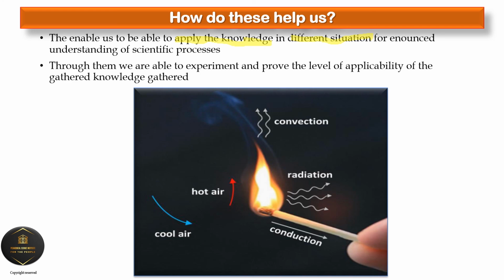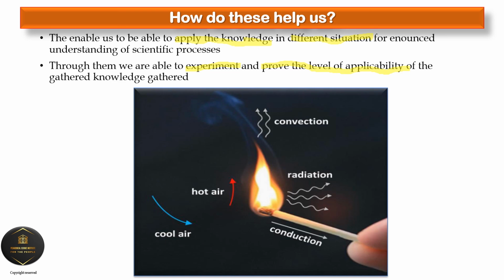So you show and enhance understanding of the scientific processes. Now, you must note that through understanding these scientific process skills, we are able to experiment over and over again and prove the level of applicability of the gathered knowledge. A typical example is that in the previous diagram, we were explaining how convection, conduction, radiation works, right? In relation to the air.